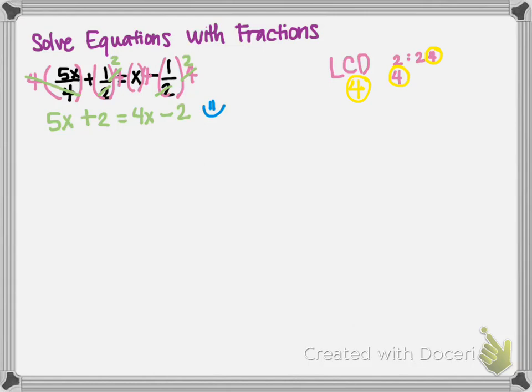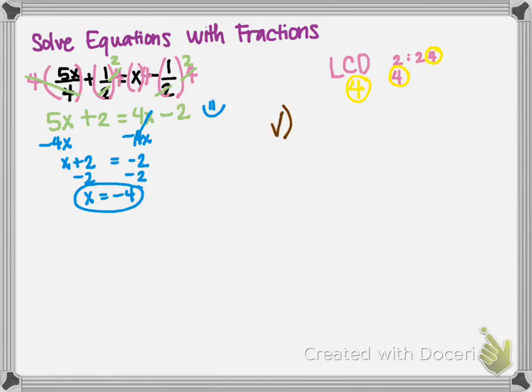And then we just go about solving it the way we would. I would get rid of the variables on one side by combining like terms or putting them together. So I'd subtract 4x from both sides, leaving an x, and then I just want to isolate that variable. So I'm going to subtract 2 to get rid of that plus 2. So my solution is x is equal to -4.